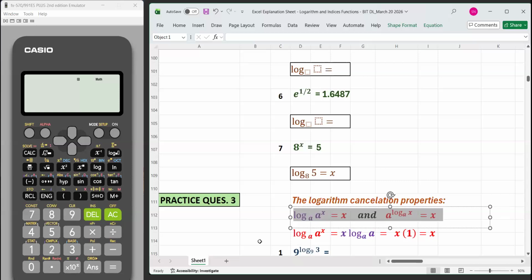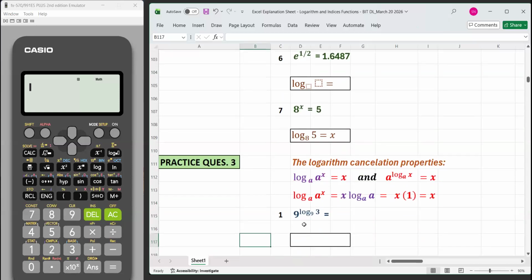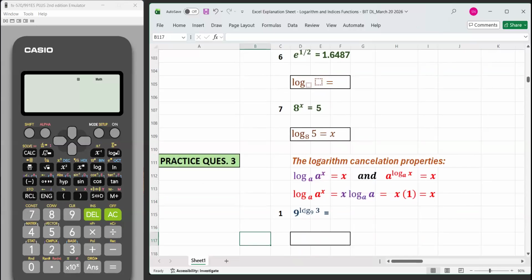And then tell me, based on what I've just showed you, what should this be equal to? Equal to 3. That should be your answer. Basically, it's equal to 3.